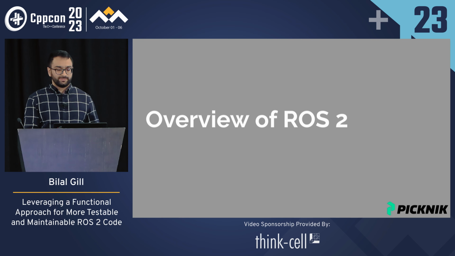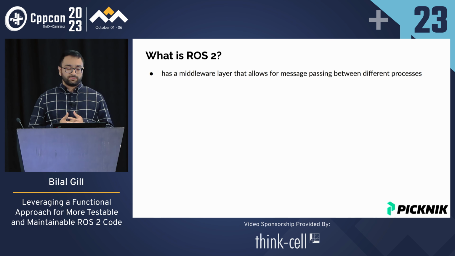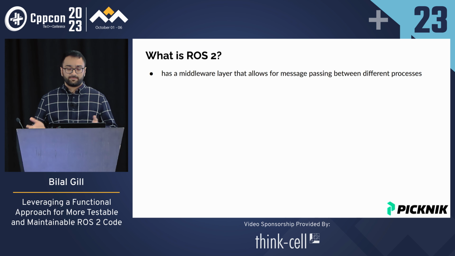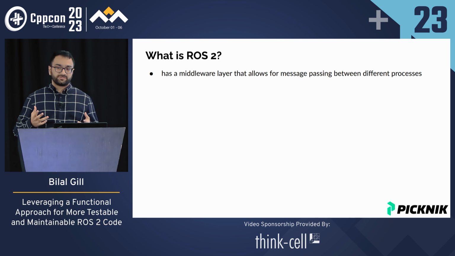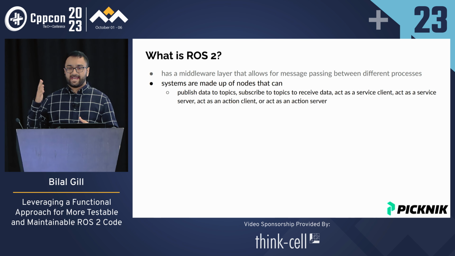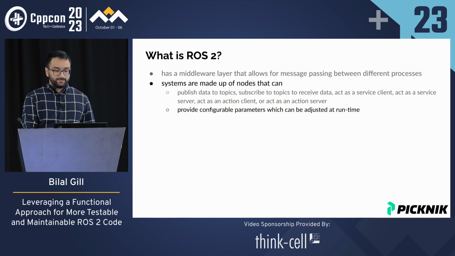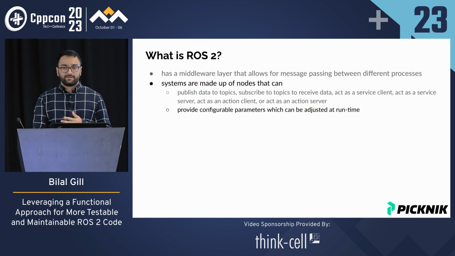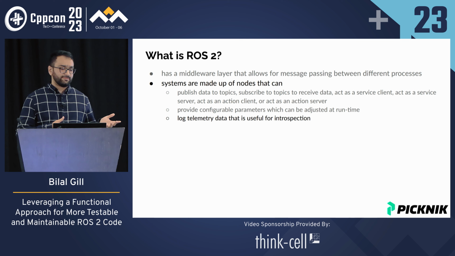So I'll talk a bit about what ROS2 is. Like I mentioned before, it's a set of software libraries and tools. But ROS2 also has a middleware layer that allows for message passing between different processes. In a robot, there are multiple parts that need to communicate, like sensors and planners, and this helps facilitate that. ROS2 systems are made up of nodes that can publish data to topics, subscribe to topics, act as service servers, and act as service clients, so they can do a bunch of really helpful things. They provide configurable parameters which can be adjusted at runtime, which is really nice. And using ROS2, we can also log telemetry data that is useful for introspection if things go wrong out in production.